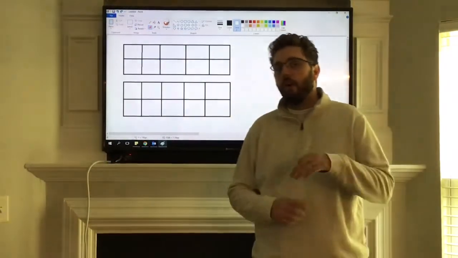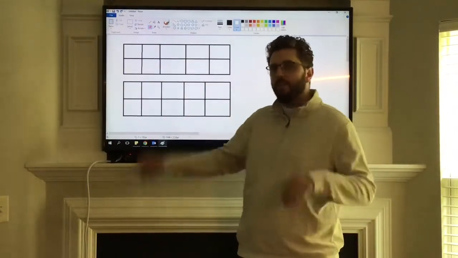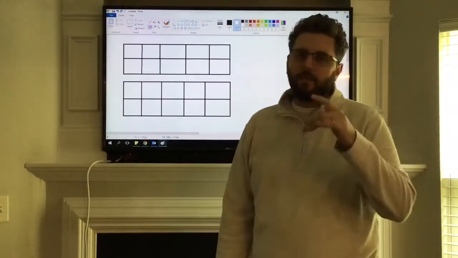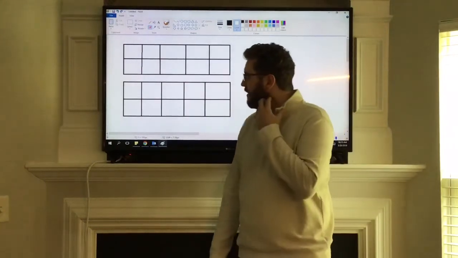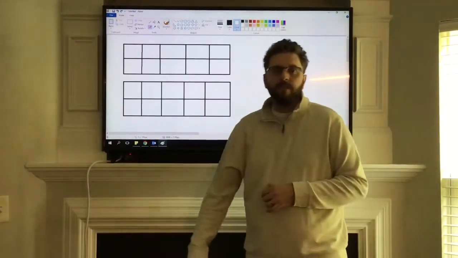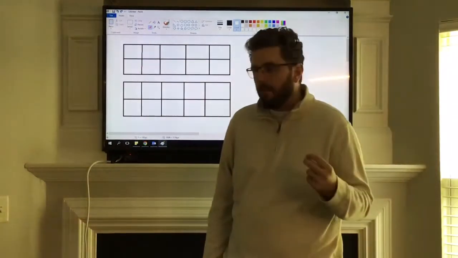Now, if our 10 frame is full, all those spaces are covered. Does anyone know how many we have? That's right, we have 10 spaces or 10 objects if all of that is full. And so let's go ahead and review our teen numbers real quick.